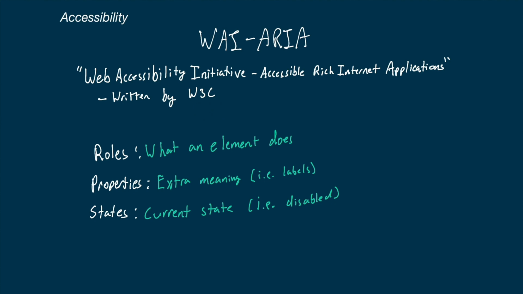ARIA provides more attributes that we can use in HTML to further describe our content and fill out the accessibility tree. So first we have the ARIA role, and this allows us to define the role of the element, which can be used in the accessibility tree role. Next we have properties, and these allow us to provide some extra meaning, such as giving a label to an element that doesn't usually have one. And finally, we can provide some state, which again aligns to the accessibility tree state and allows us to provide state to elements that usually don't have it, such as if we have a disabled state.